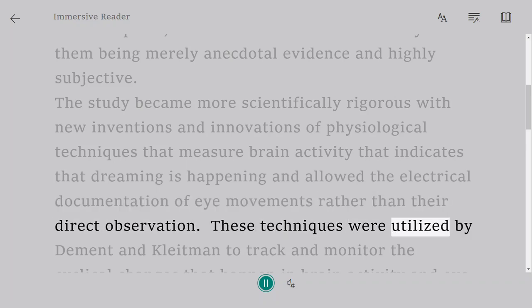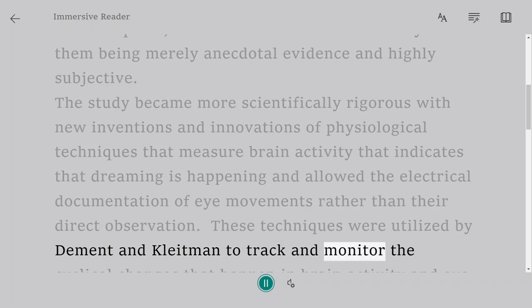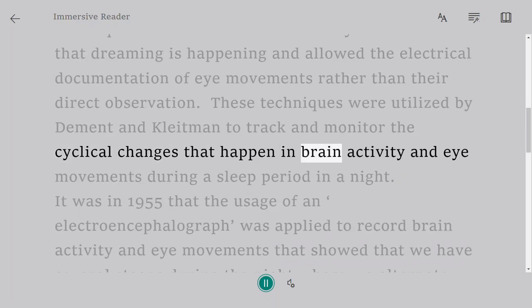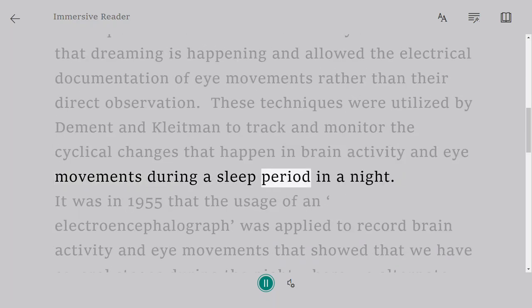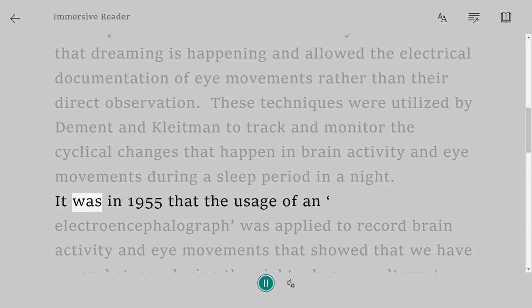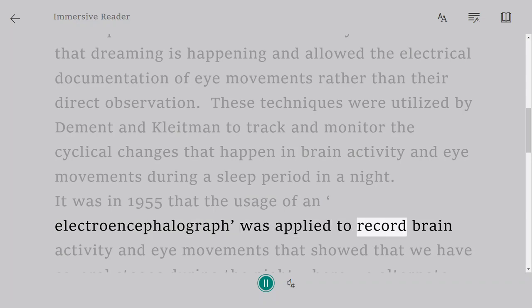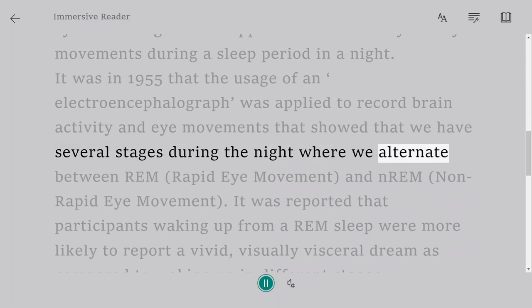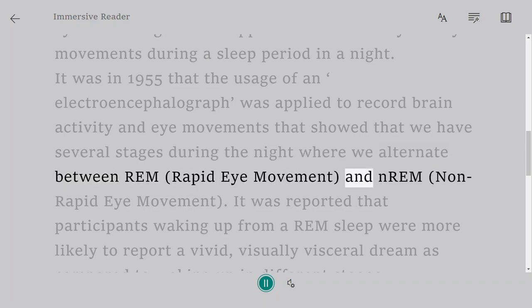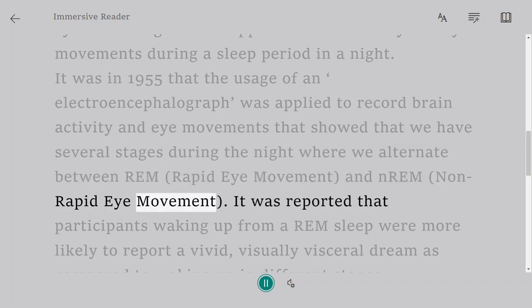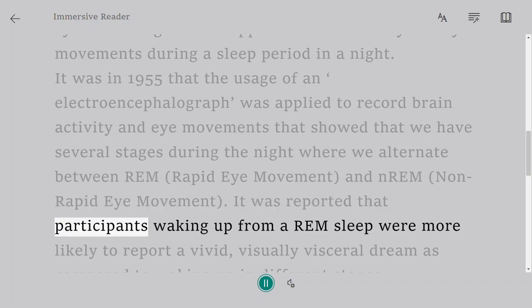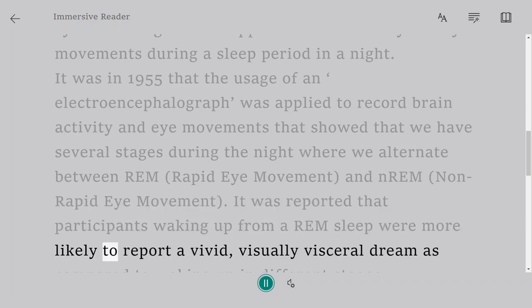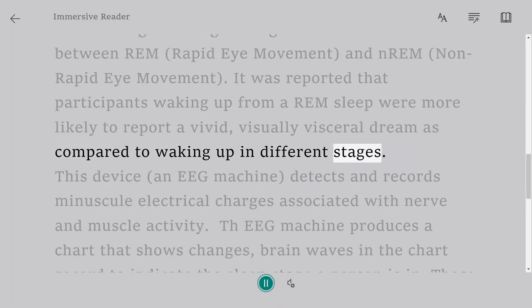These techniques were utilized by Dement and Kleitman to track and monitor the cyclical changes that happen in brain activity and eye movements during a sleep period in a night. It was in 1955 that the usage of an electroencephalograph was applied to record brain activity and eye movements that showed that we have several stages during the night where we alternate between REM, rapid eye movement, and NREM, non-rapid eye movement. It was reported that participants waking up from a REM sleep were more likely to report a vivid, visually visceral dream as compared to waking up in different stages.